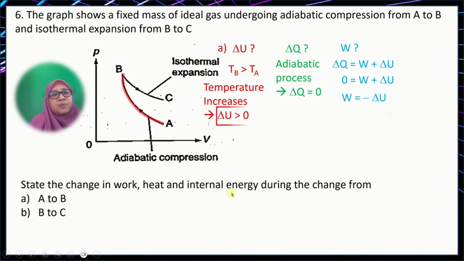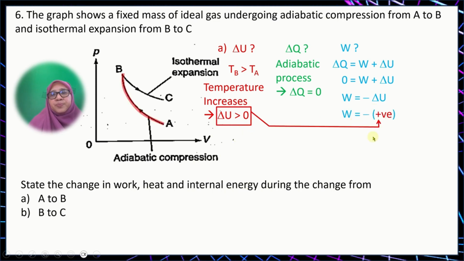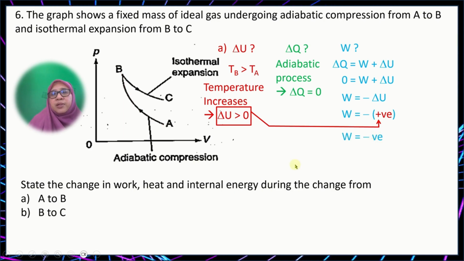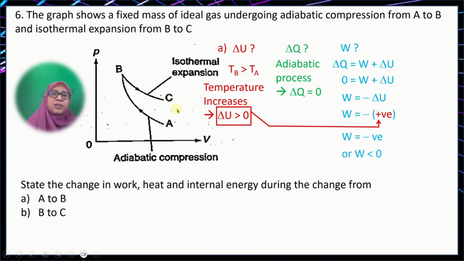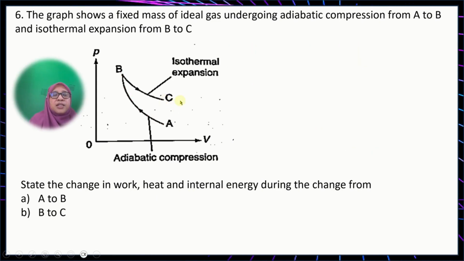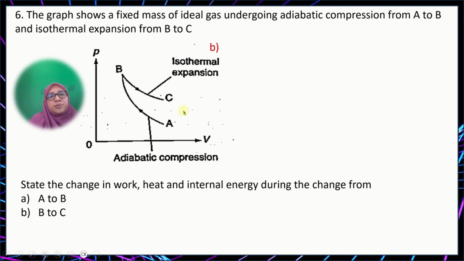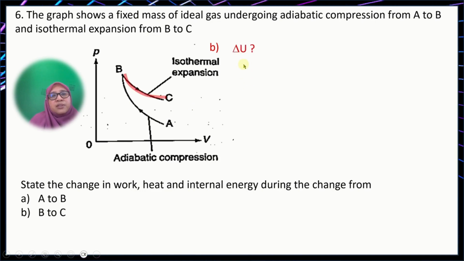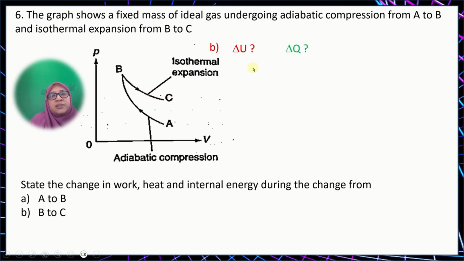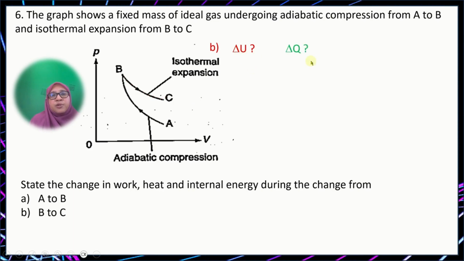Okay, now we go to B to C. B to C is isothermal. For isothermal expansion, the characteristic is constant temperature. So if the temperature is constant, there is no change in internal energy. So the change in internal energy will be 0.